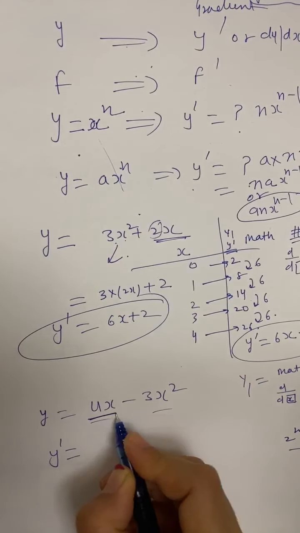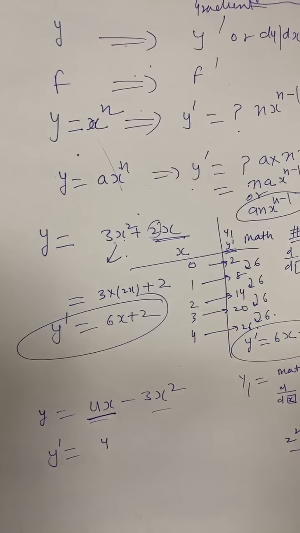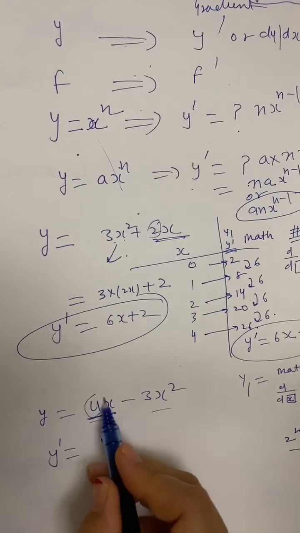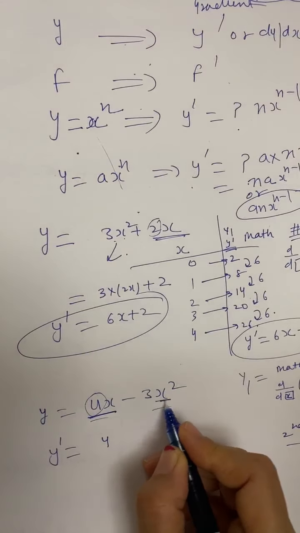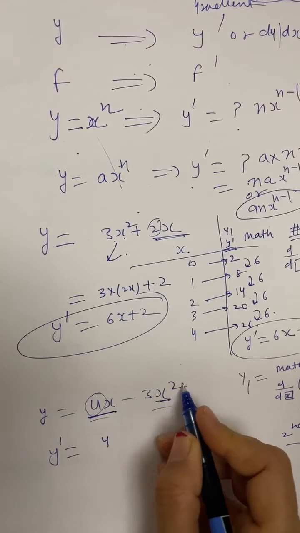So the derivative of 4x is going to be 4, right? It's a linear one, and we know the derivative is the coefficient of x. Here, because I know the derivative of x squared is 2x, the only thing I need to do is multiply that 2x by negative 3.